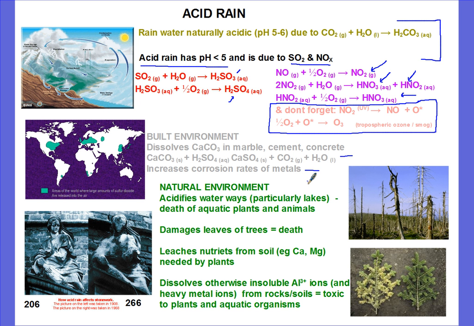On the natural environment, acid rain leads to acidification of waterways, particularly lakes, which can lead to death of aquatic plants and animals, which is bad for the ecosystems. It can damage the leaves of trees. It can dissolve their waxy coatings, for example, which leads to death of the trees, and you can see some deforestation happening here and some damage to leaves down here. Acid rain also leaches nutrients from the soil, such as calcium and magnesium, which are needed by plants, and also the acid rain can actually dissolve minerals that would otherwise be insoluble, such as aluminium minerals and also heavy metal minerals, and those ions are toxic and they can pollute the soil and waterways as well.